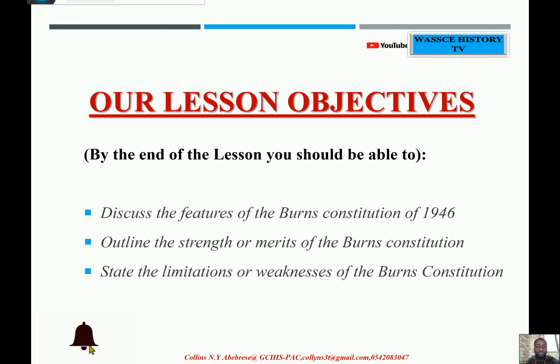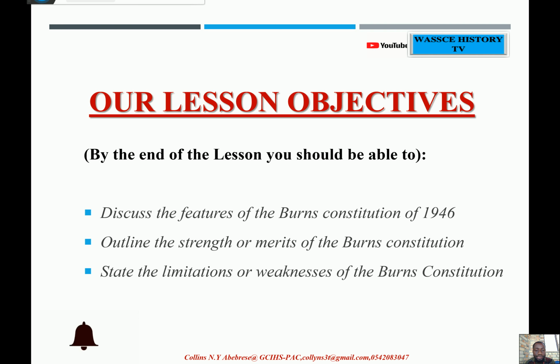Our lesson objectives for today are that by the end of the lesson, you should be able to discuss the features of the Barnes Constitution of 1946 and also outline the strengths, merits or advantages of the Barnes Constitution. What do you find good, improved on the Barnes Constitution? Then you state the limitations, weaknesses or disadvantages of the Barnes Constitution, which is what we, as a people, were still not satisfied with. What were the educated elite still not satisfied with? You look at some of the weaknesses as well. So let's begin with our lesson for today.